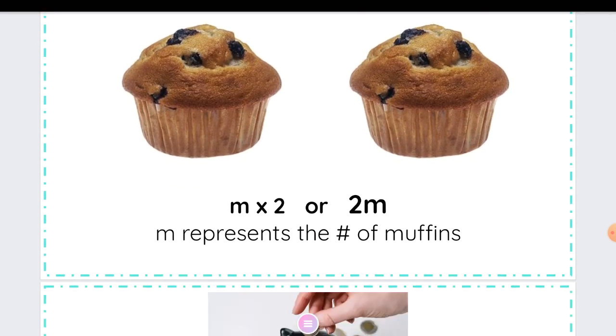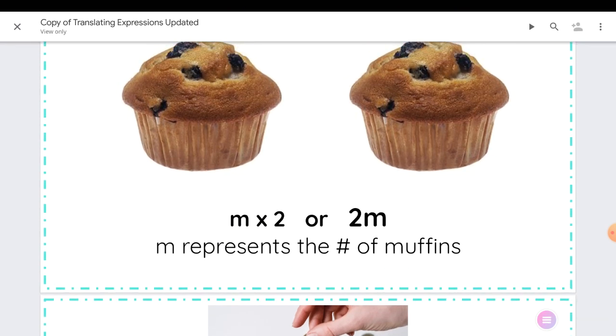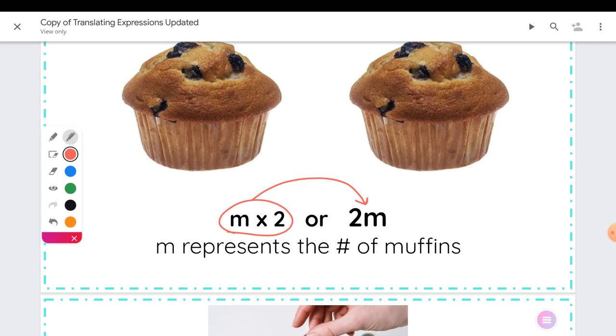Now, M represents the number of muffins, is what this says at the bottom. And how many muffins are there? 2. So it's saying 2 times muffins, which I don't like the expression that goes with that. What I want you to remember from this slide is, how did they rewrite M times 2? 2M. These are the exact same thing. That's like a 5th grade way to write that. This is the upper elementary, so like 6, 7, 8. That is the best way to write 2 times M.